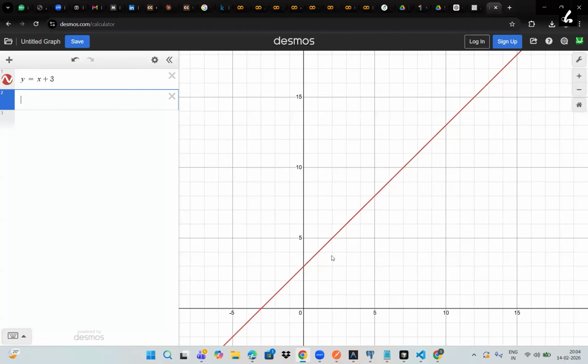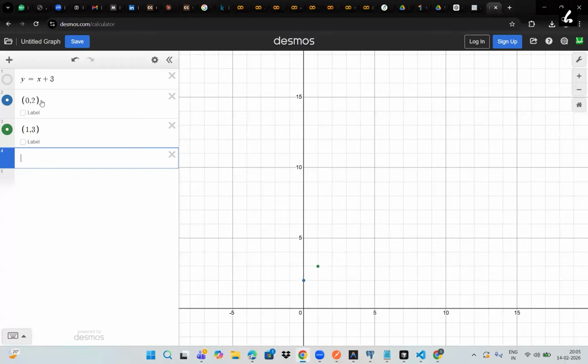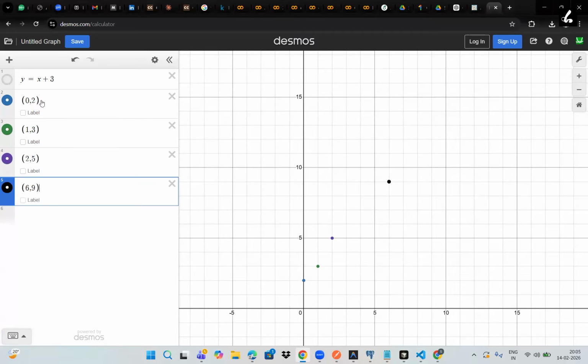In machine learning, before that, I'll just plot some points. Let's say (0, 2), (1, 3), and (2, 5). Something like this, and we will have more points like that.